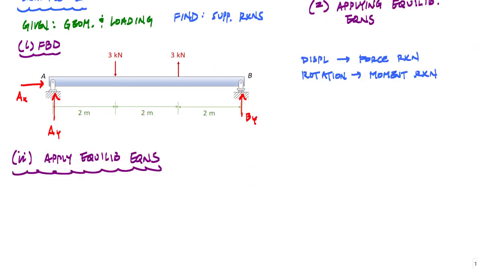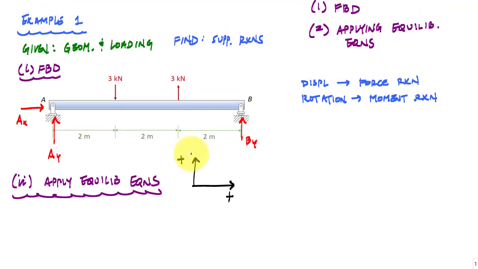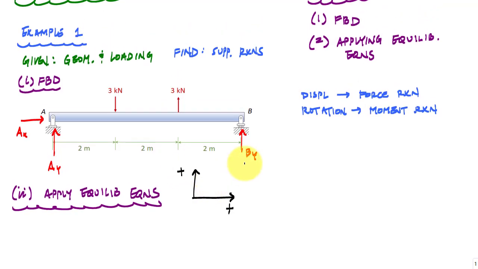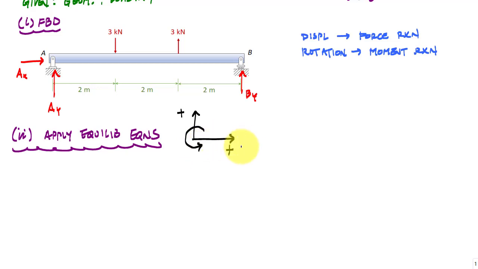For my equilibrium equations, I'm going to use a global coordinate system. Forces pointing to the right are positive x. Anything pointing up will be positive y, and any rotations according to the right-hand rule will be positive moments. We have 3 equilibrium equations, which means that we can only handle 3 unknowns. In this case, I have AX, AY, BY. That's 3 unknowns, and I have 3 equilibrium equations. That means I can solve it, and this is what we might call statically determinate.